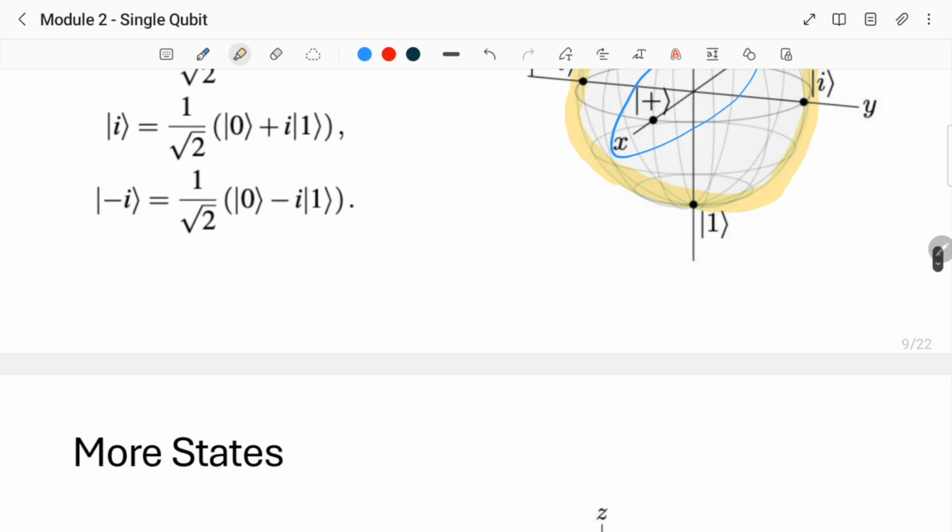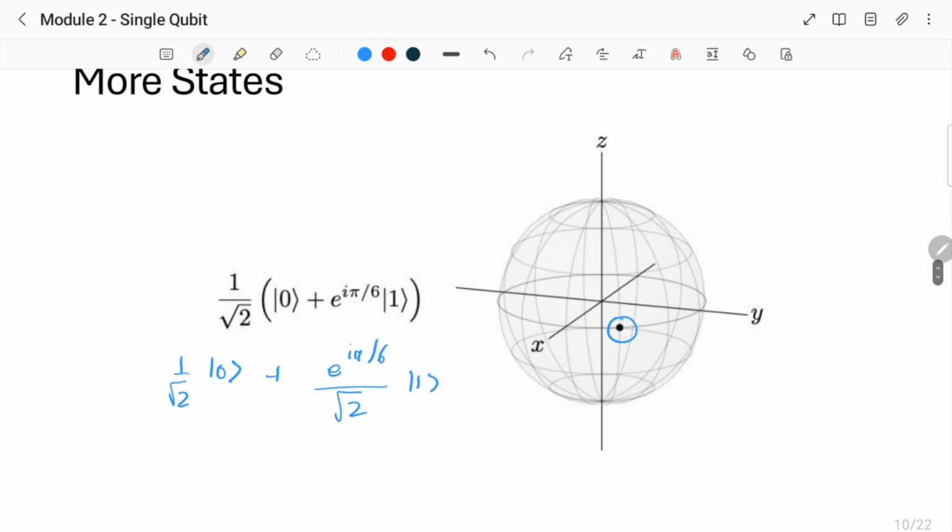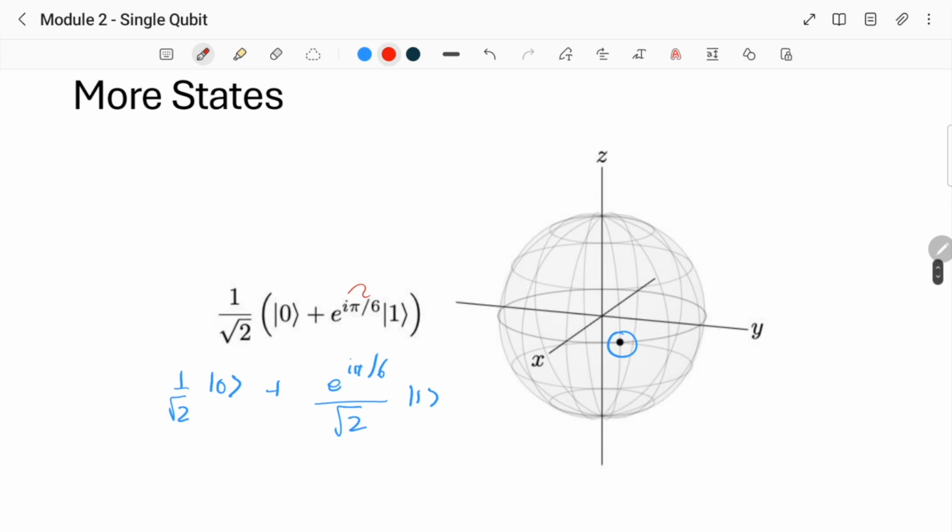These are the few important ones. Now we consider more states. We considered the important states in the earlier slides. So for example, this state is located right here. Now we'll get to how it is located, but this is just an example. So you see, this can be broken down like this: 1 by root 2 times 0 plus e^(iπ/6) by root 2 times 1. And when we map this state, which we'll describe in the next slide, we get the state to be here. So as you see, we are dealing with complex numbers here, and all the Bloch sphere mapping is done using polar coordinates.